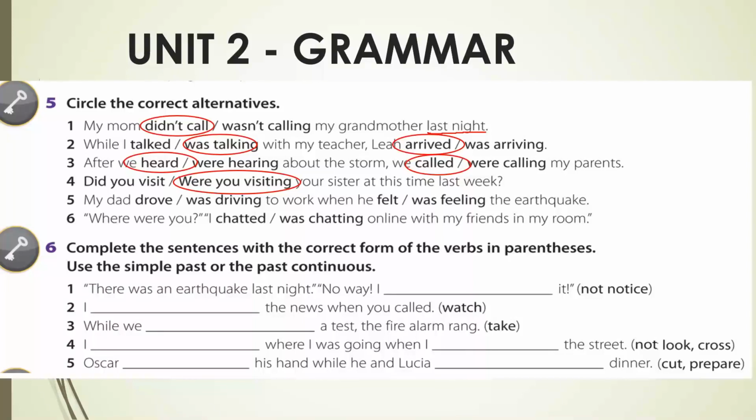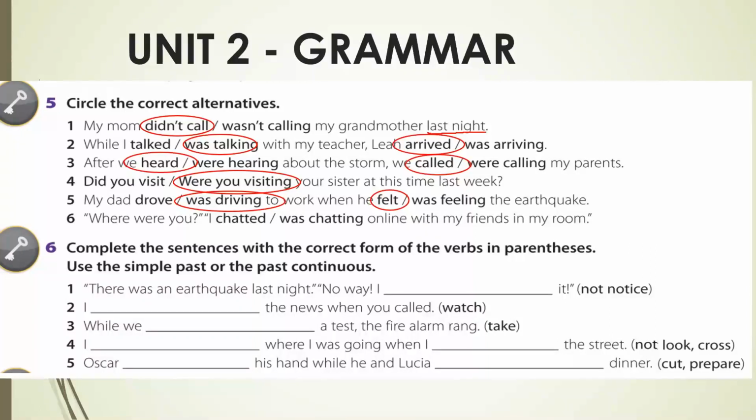My dad drove or was driving to work when he felt or was feeling the earthquake. So he was doing something when he felt it. So was driving and then felt. So he was driving, an action happening in the past, in a specific period of time, and then something happened in the middle of that action. That's why I'm using the word felt to represent that moment in the past.